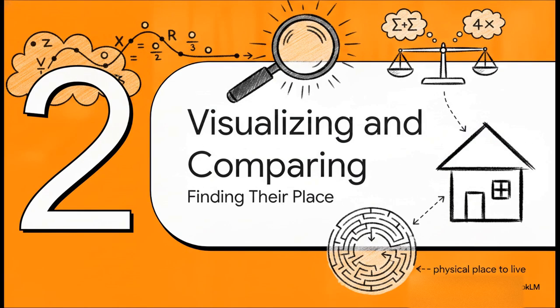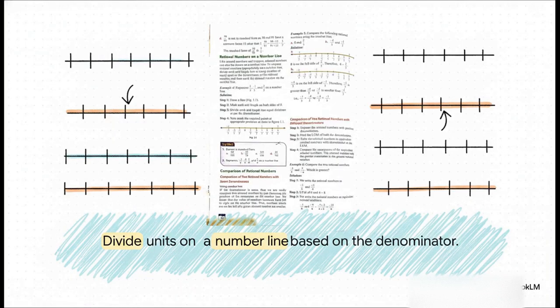Section 2. Visualizing and comparing, finding their place. The number line is basically our ultimate mathematical map. And when you want to place a rational number on this map, the denominator, that bottom number, is simply your instruction manual. It tells you exactly how many equal pieces to slice your map into between 0 and 1. If the denominator is 3, you slice the space between those whole numbers into 3 equal segments. Then, the numerator, on top, just tells you how many of those slices to count out. So to place 2/3, you slice the space into 3 and simply step forward 2 slices.